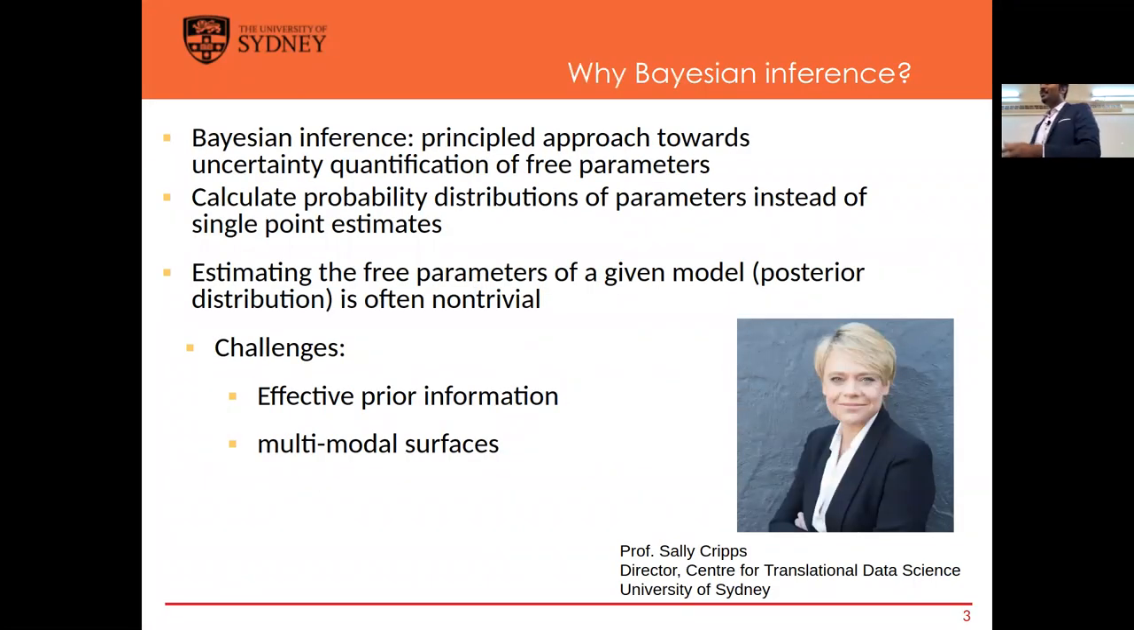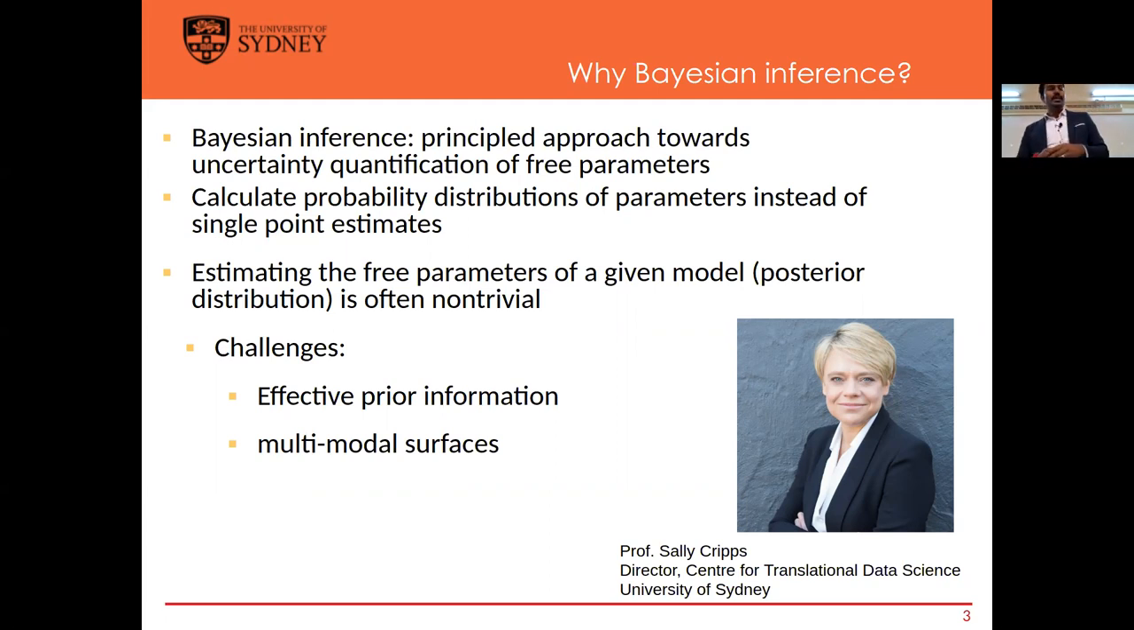Bayesian inference: first and foremost, I would like to thank Prof. Sally Cripps, who is the director of the Center for Translational Data Science. She was the one who talked me into becoming a researcher in Bayesian inference. She's a professor of computational stats and a good friend of mine and a collaborator. With her help, I mastered this area. So Bayesian inference is a principal approach towards uncertainty quantification in free model parameters.